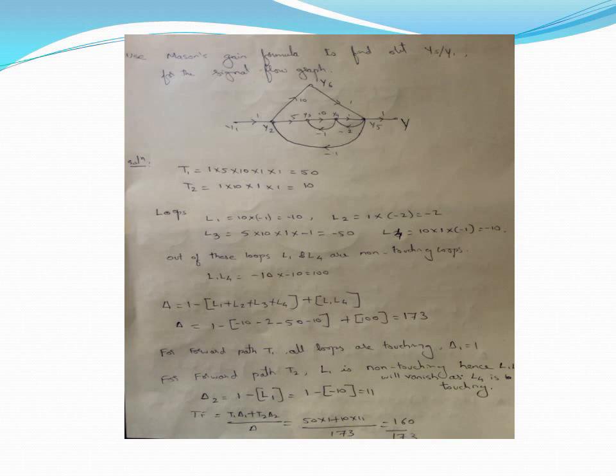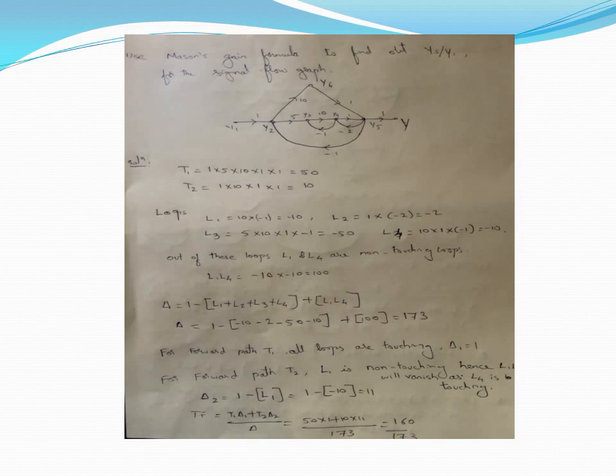So just substituting the values of T1 delta 1 plus T2 delta 2 divided by delta, we get the final answer 160 divided by 173. So this is a different sort of problem where the gain, instead of G1, G2, is given as values, and even the feedback gain is given as numbers. So we get the final answer as 160 divided by 173. So these are some different sort of problems. So you need to practice a few problems to get used to it.